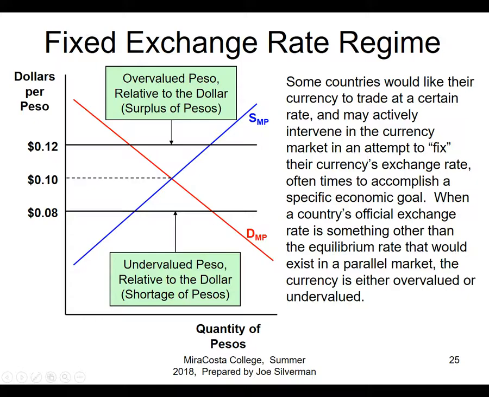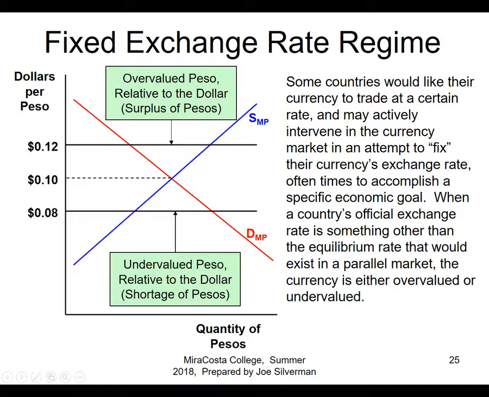cents buys 1 peso. So if you walked into a bank in Mexico and you wanted to exchange your pesos for dollars, this is the rate that they give you. Then what we're saying over here is that at that official exchange rate, the Mexican peso is overvalued relative to the dollar.